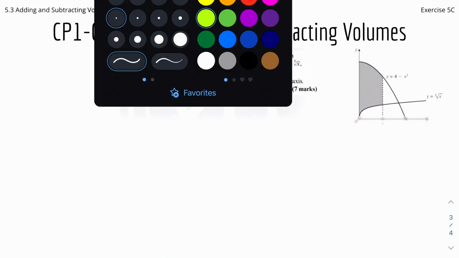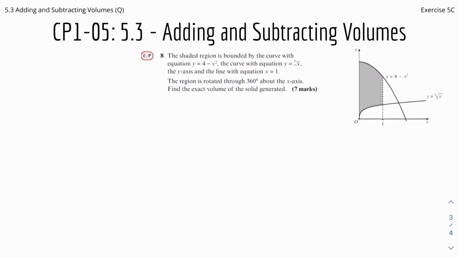And the next question: the shaded region is bounded by the curve with equation y equals 4 minus x squared, the curve with equation y equals the cube root of x, the y-axis, and the line with equation x equals 1. The region is rotated through 360 degrees about the x-axis. Find the exact volume of the solid generated.